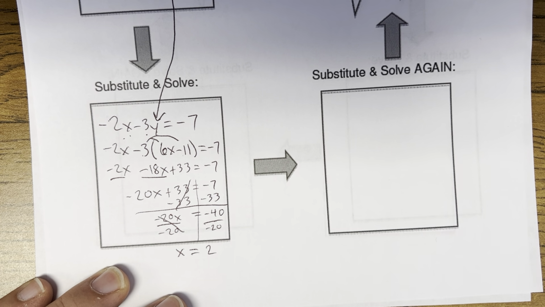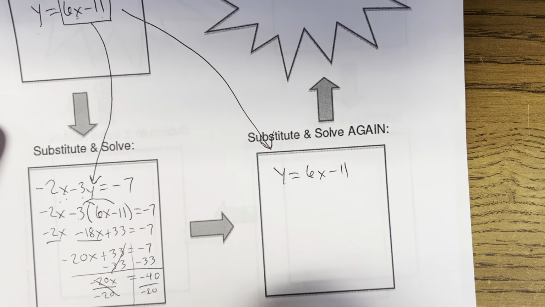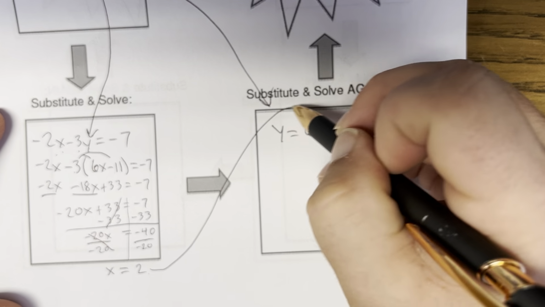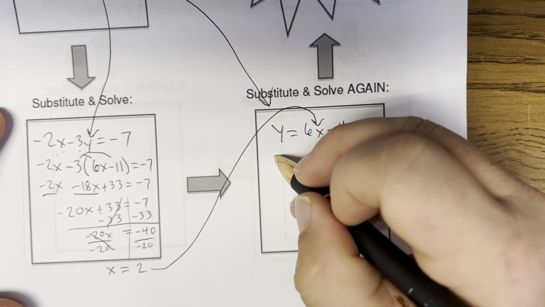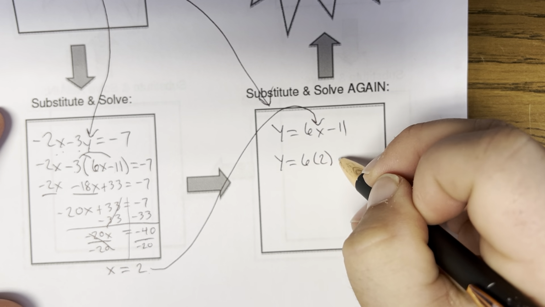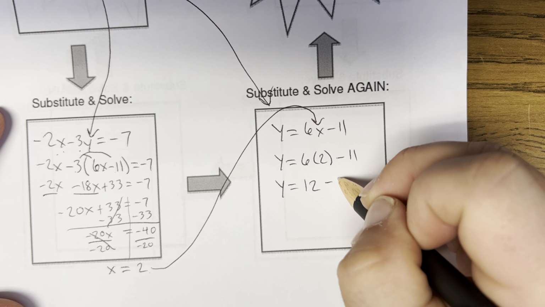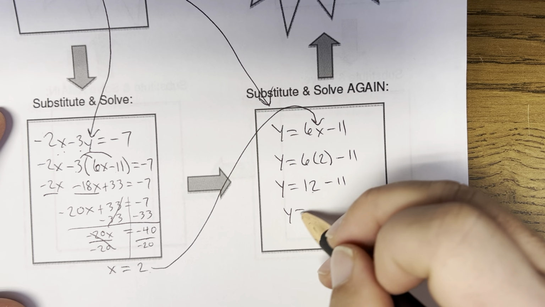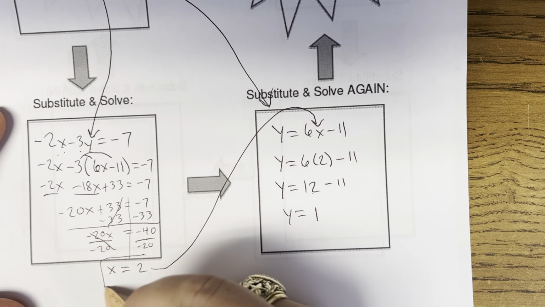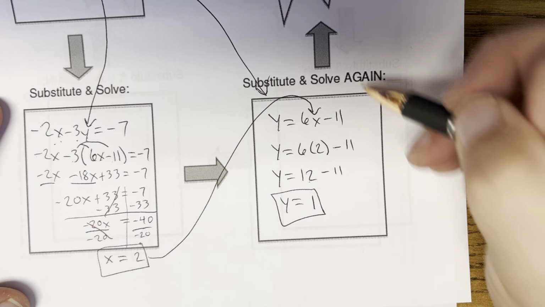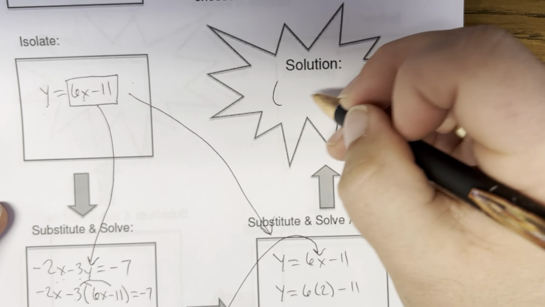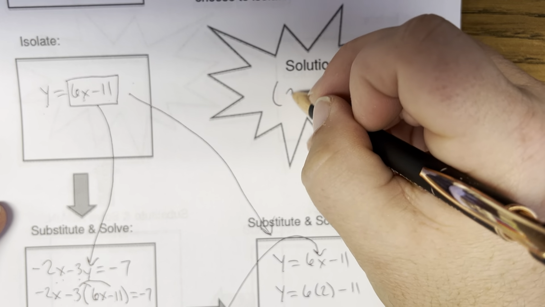My last step is we're going to substitute and solve again. This first equation that I had up here, I'm going to put in both of these boxes: y equals 6x minus 11. But now my x is equal to 2, so I'm going to plug that 2 in for my x right here. So y is equal to 6 times 2 minus 11. Now we'll evaluate: 6 times 2 is 12 minus 11, which is 1. So that's my x value, and that's my y value. My final answer, as an ordered pair, is 2, 1.